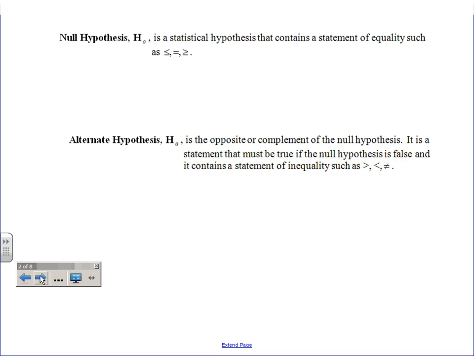Notice that the last one there could be not equal at all, and here is greater than, and there's less than. It's very important to realize that the alternate has to be the opposite of the null hypothesis.